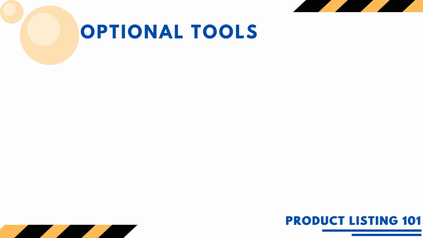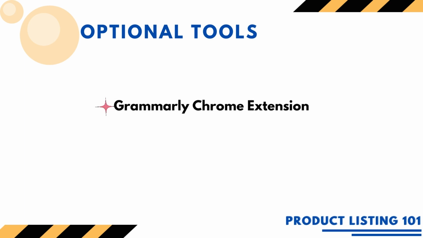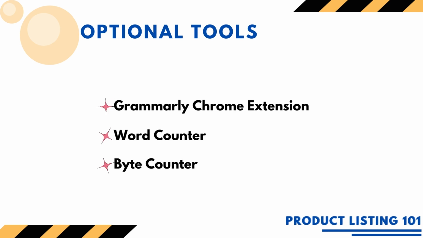Before we start, we will be needing tools such as the Grammarly Chrome extension. It will help us in spelling and some grammar. Then, a word counter or character counter. You can use a spreadsheet or search online. There are so many free word counters online. Lastly, the byte counter. You can also search for this online.